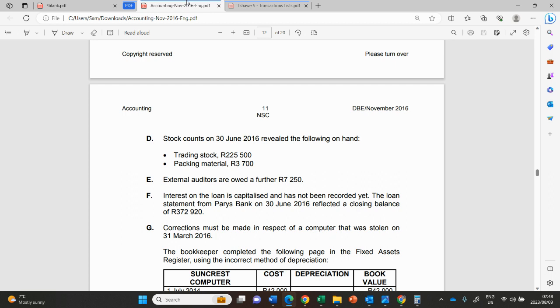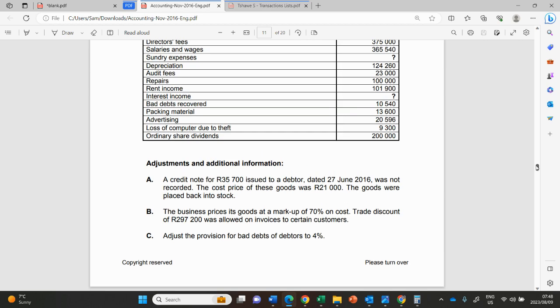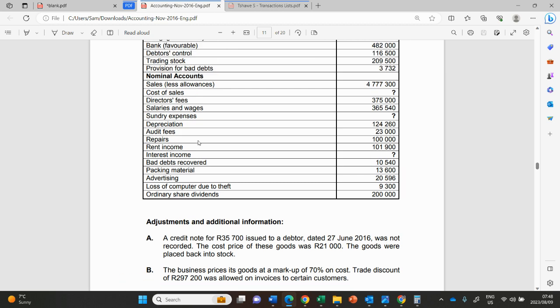Okay, let's go to the November question paper and check what's happening. We are having the packing material on hand. So now this on hand, this is the one that will go to the balance sheet. Then now we need to find the used. In order to get the used, you will take the packing material from the TB and minus the on hand and get the expense.